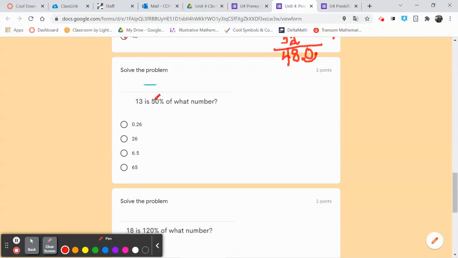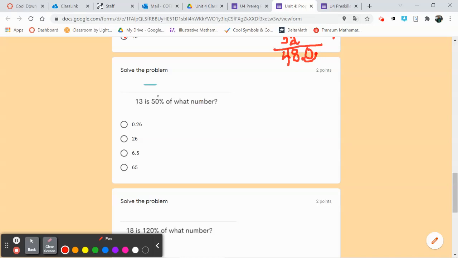13 is 50% of what number? This is a different kind of problem. You've got your "of," but you don't have a number on both sides. So this tells me I do the opposite of multiplication, which is divide this number by my decimal. So when you see an "of" and "what number" after, you're going to do the opposite of multiplication, which is divide by your decimal.